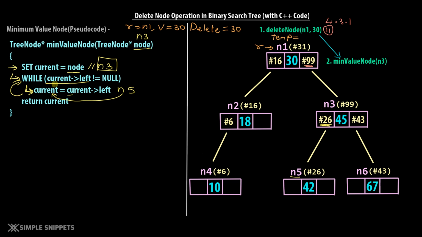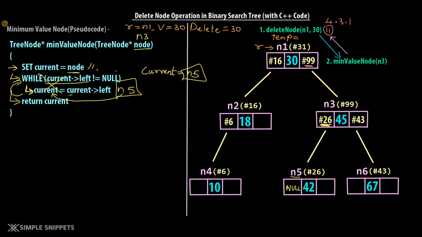And again you'll check while current of left is not null. Now current has become n5. So let's erase this. Current has become n5. So when I say current of left, we are looking at left of n5. So at the left of n5 we have null. So now we check while current of left not null, but current of left has become null. So this while loop will break and you'll come outside and say return current. Current is n5. So n5 will be returned back from this minimum value node function, and it will be stored inside this temp variable because temp was there on the LHS.